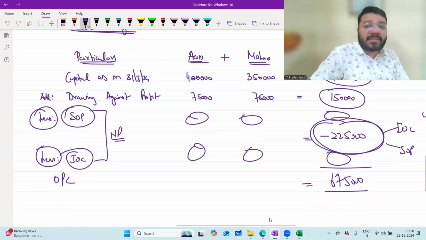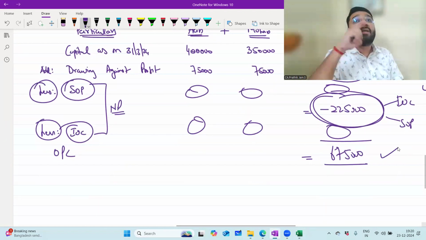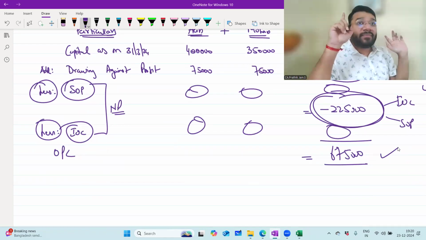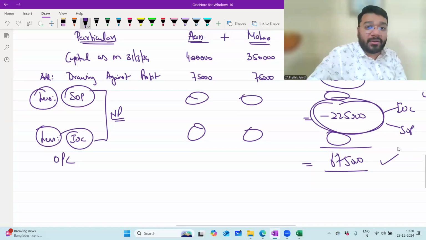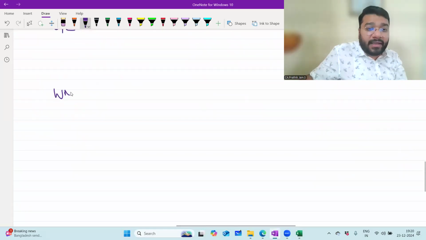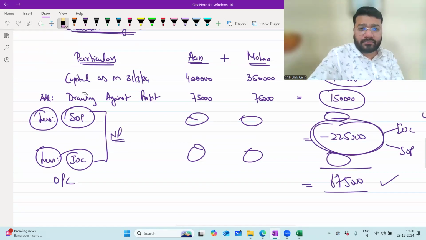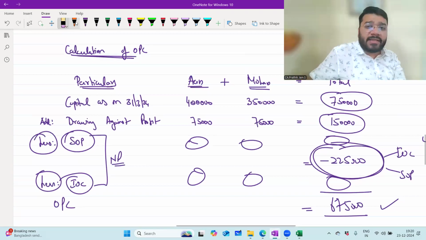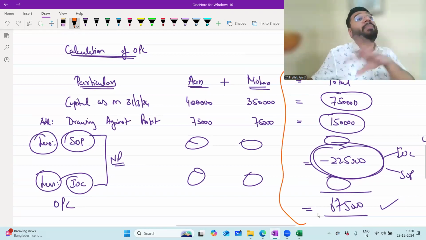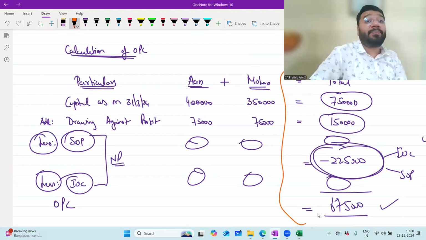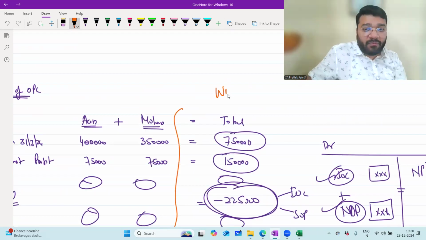With this 675, can you do something? Yes, sir, with this total opening capital, I can calculate the total interest on capital. So now, working note number 1. You can take this entire part as a separate working note: Working note 1, calculation of total opening capital.